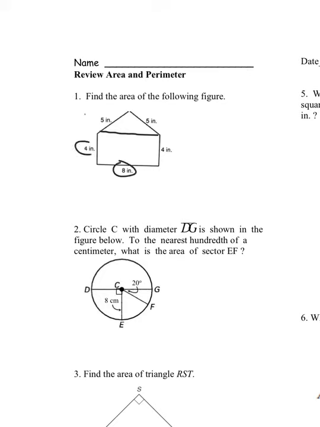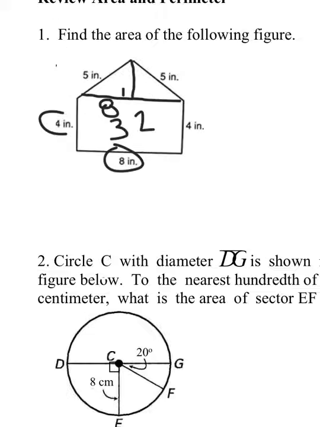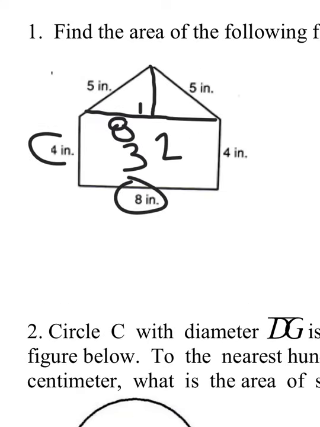4 times 8 for the rectangle on the bottom, 32. On the top, you know that that's going to be 8 across. But if you drop a line down to find the height, you can break this into two small right triangles. And if you do that, then you can do Pythagorean theorem, because you know that's going to be 4 and 4 because the 8 got cut in half.